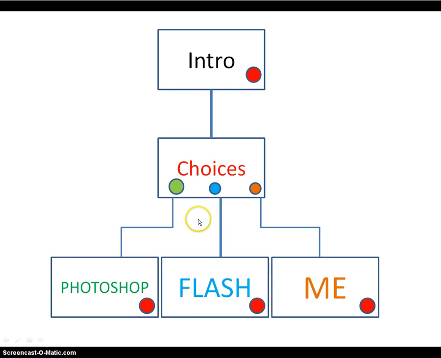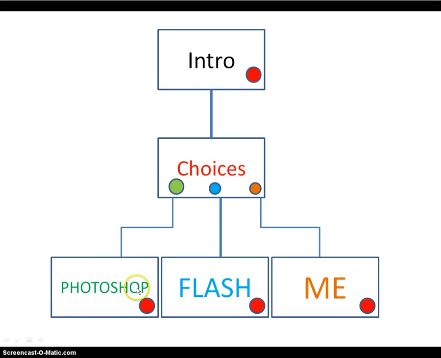Okay, if we look at this little flowchart that we drew, it tells us which scenes need to connect to which. So we start with the intro scene. The intro scene needs to have a button, and I tried to color code it so you could figure out what goes with what. The intro scene has to have a button to go to choices. See how they're both red? They go together. Choices scene has to have a button that goes to Photoshop. See how the button is green? It goes to Photoshop. And it goes to Flash. See how the button is green? It goes to Flash. And then Me. See how the button's orange? It goes to Me. Okay, so this is how we should have them all set up.